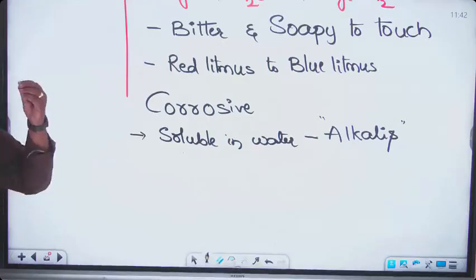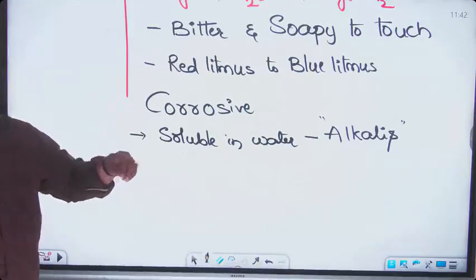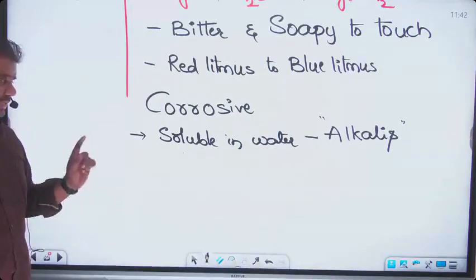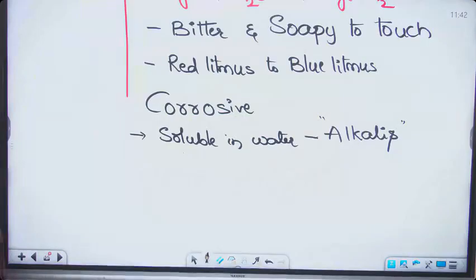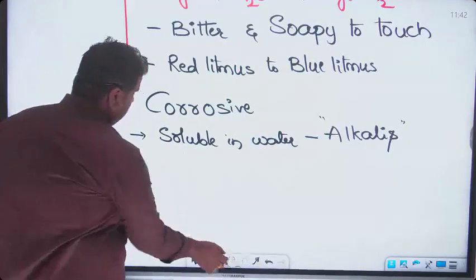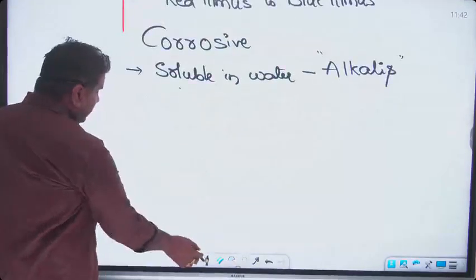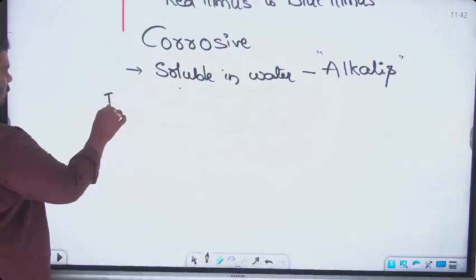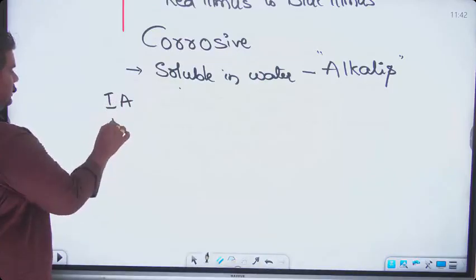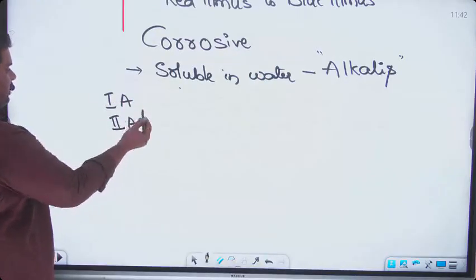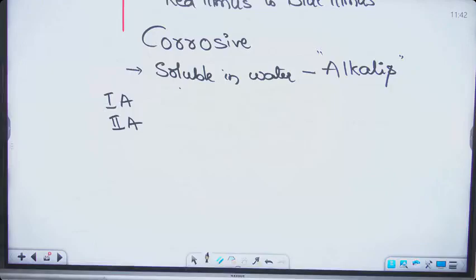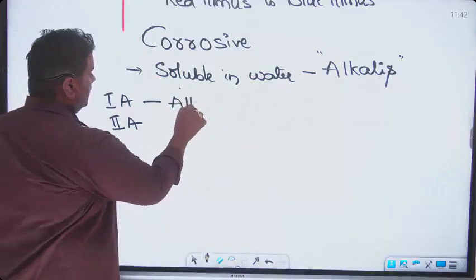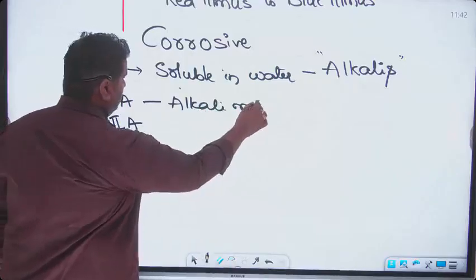కానీ ఏవైతే వాటర్ లో కరిగిపోతున్నాయో, డిజాల్వ్ అవుతున్నాయో, సాల్యుబుల్ అవుతున్నాయో అవి మాత్రమే మనం వాటిని ఆల్కలీస్ అని అంటాం. So the bases which are soluble in water, they are known as alkalis. మరి ఏ వేటిని మనం ఆల్కలీస్ అని అంటాం? Right, the first A group elements and the second A group elements of the periodic table. So first A group elements కి ఇంకో పేరు ఏంటి? They are known as alkali metals అని అంటాము.